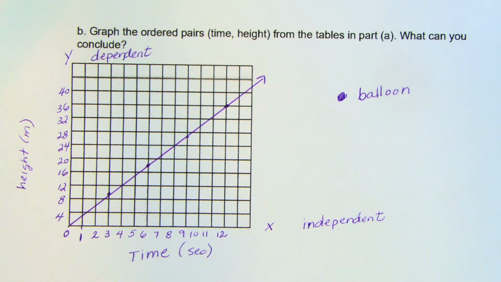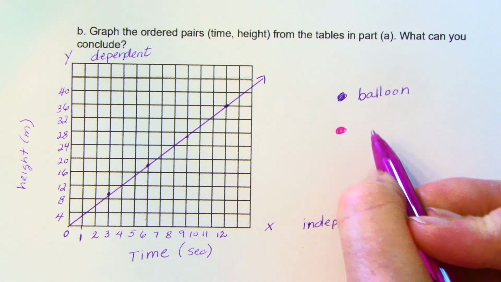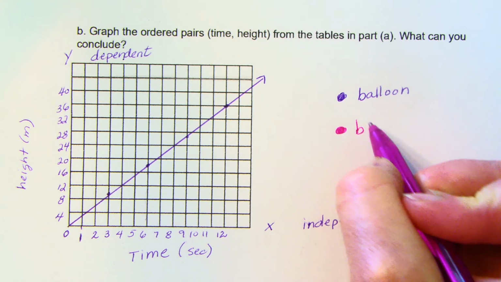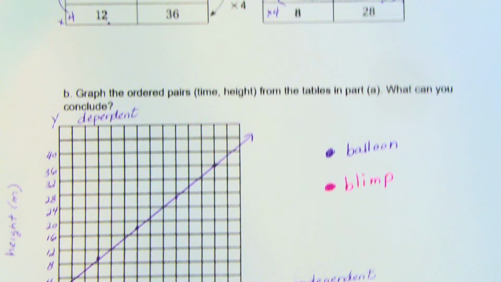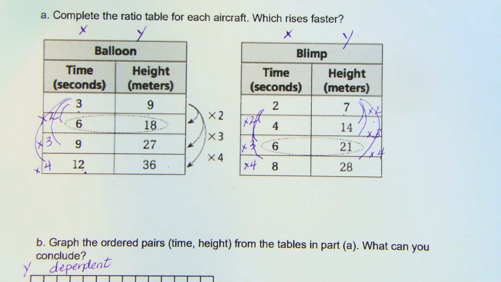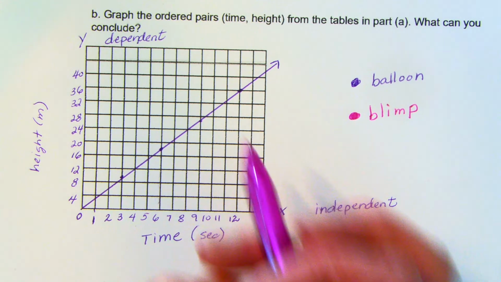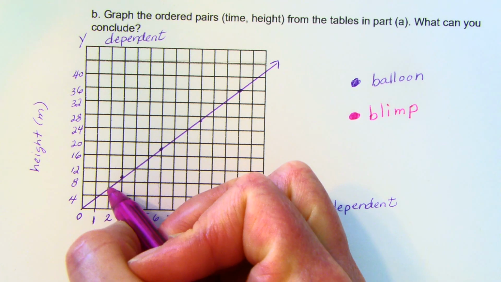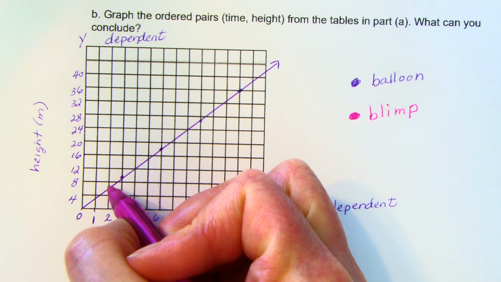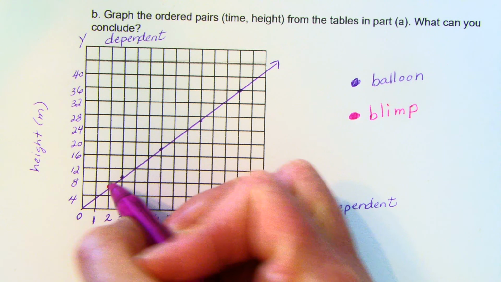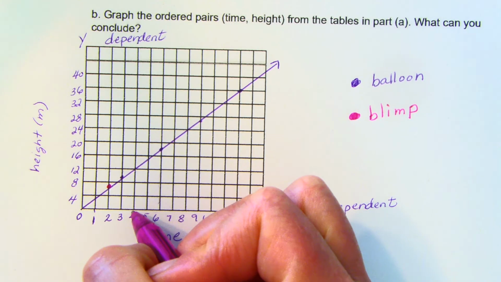All right, and let's switch ink colors. Hopefully the pink will be different enough. Can we see that? Oh yeah, good. I love pink. All right, so this is the blimp. And I'm going to go back to that information at the top, and I'm going to go over 2 seconds and up 7 meters. So over 2 and up 7. And let's see, this one, probably about there.